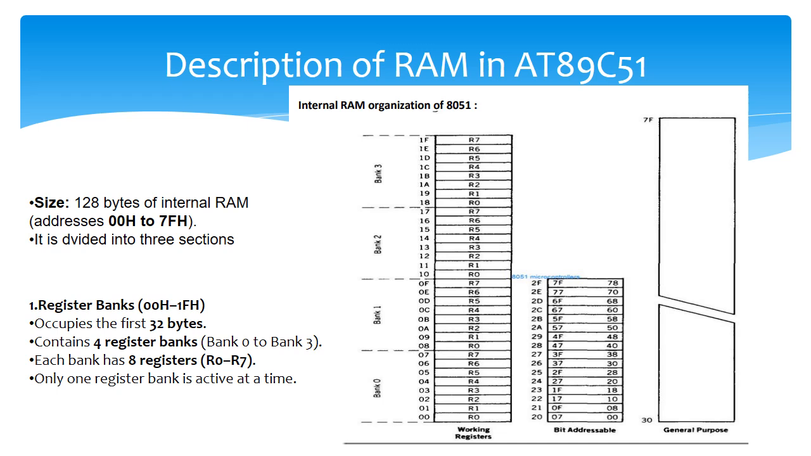So looking into the internal description of RAM in 89C51, it has got 128 bytes of internal RAM in the microcontroller, and the addresses range from 00 to 7F. So the first part in the RAM is the register banks. It has got 4 register banks which are called bank 0 to bank 3. Each bank has got 8 registers which are named R0 to R7, and at a time only one bank will be active.